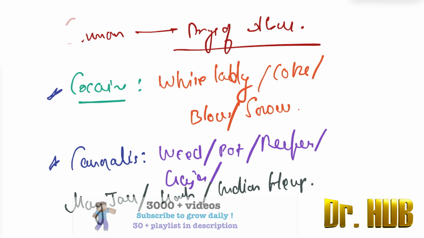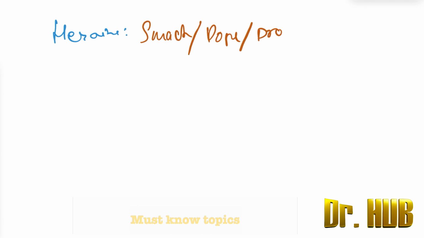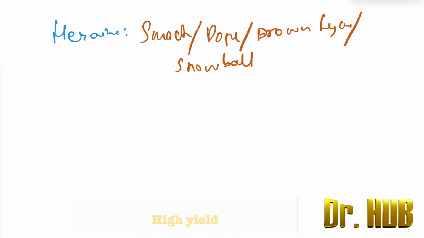Next, we will look at heroin. So what is heroin and its common names? In terms of heroin, it is commonly known as smack, dope, brown sugar, as well as snowball. Snow is for cocaine, whereas snowball is for heroin.